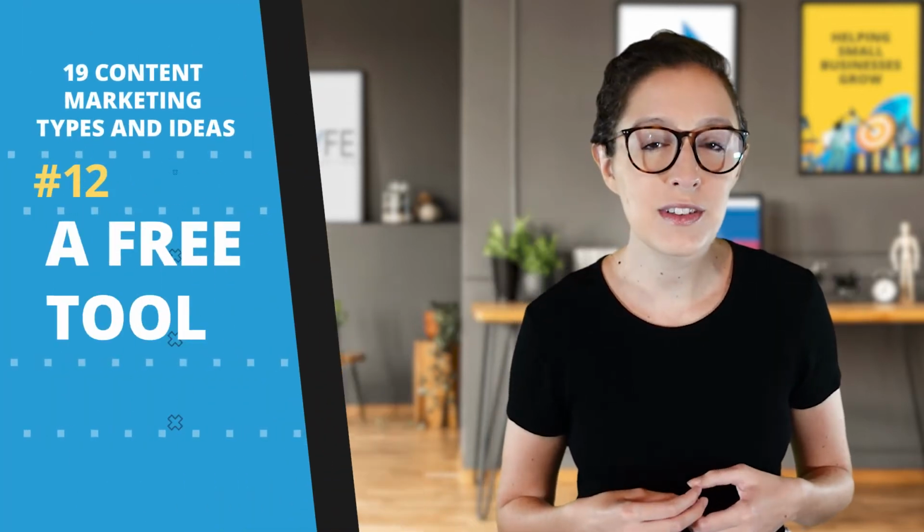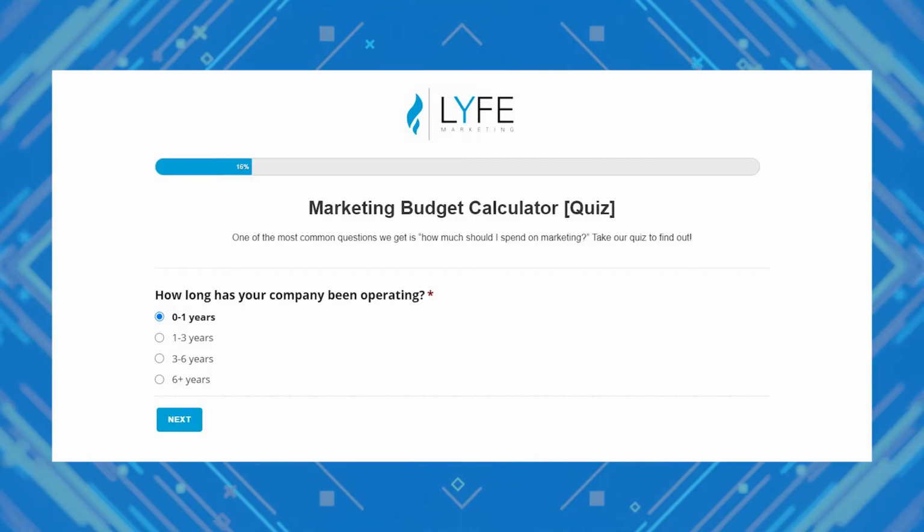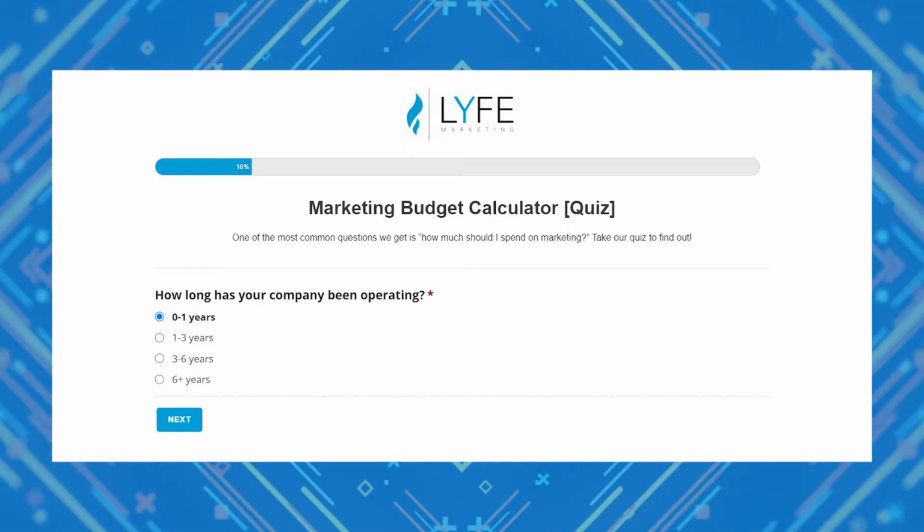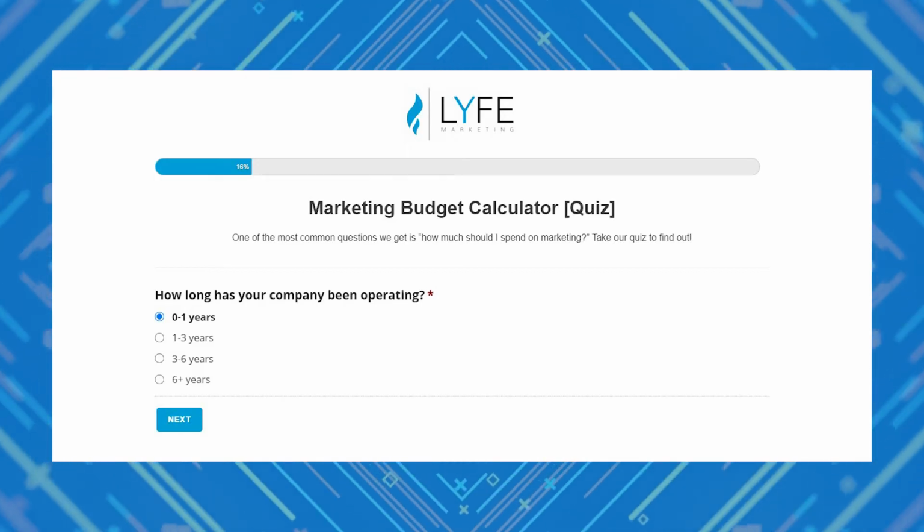Content type number 12 is a free tool. This is going to look different for different industries and businesses, so I'll give you a few examples. As a B2B company who helps business owners grow their company via online marketing, we offer a free marketing budget calculator, which is a tool that helps you determine how much you need to spend to achieve your marketing goals.